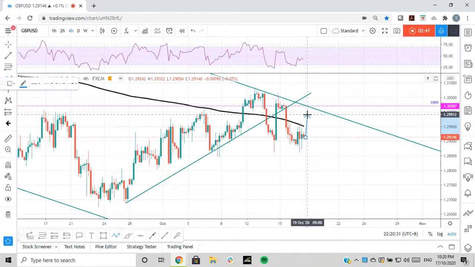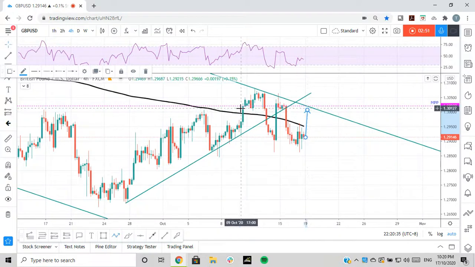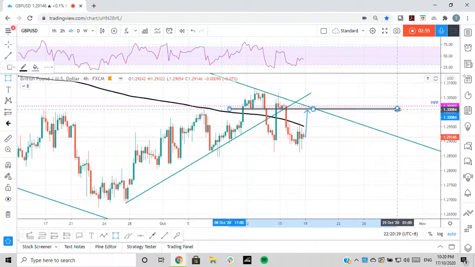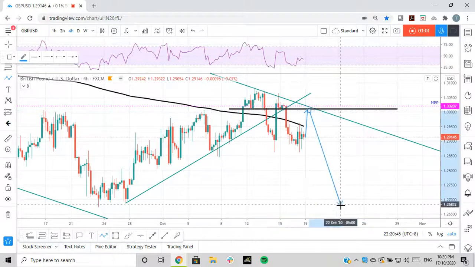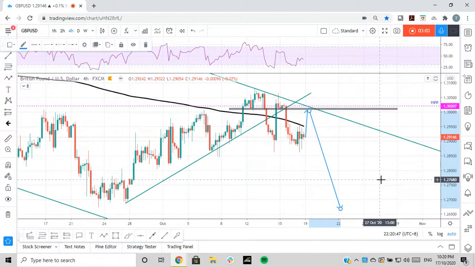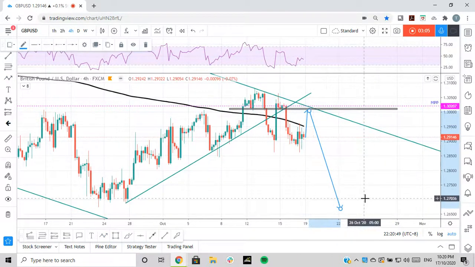Okay, so what I'll be expecting is maybe one more upside to test this area here. Okay, this area. Okay, so one more test to test this area before we see the next leg downwards. Okay, so this might be one of the moves.